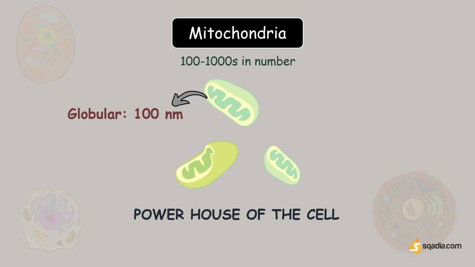Some mitochondria are only a few hundred nanometers in diameter and are globular in shape, whereas others are elongated and are as large as 1 micrometer in diameter and 7 micrometers long. Still others are branching and filamentous.